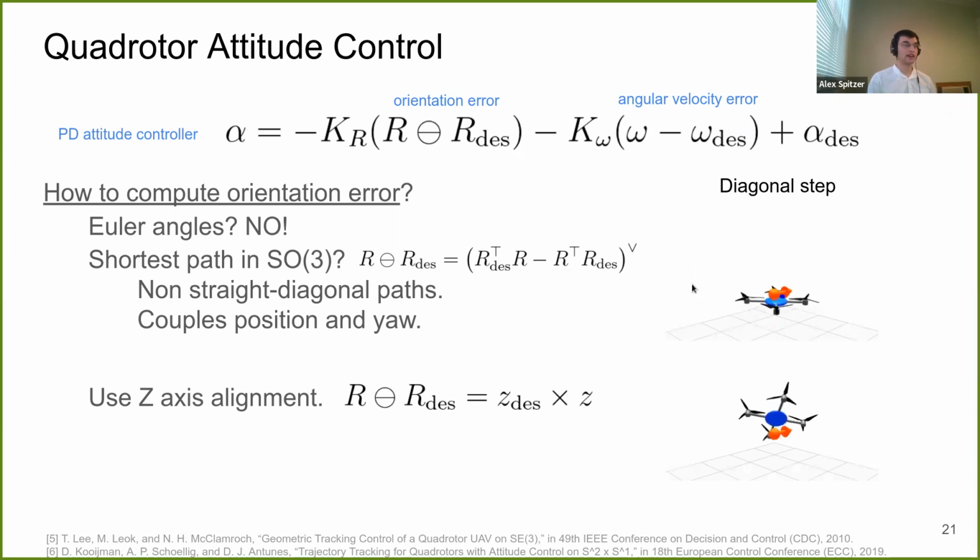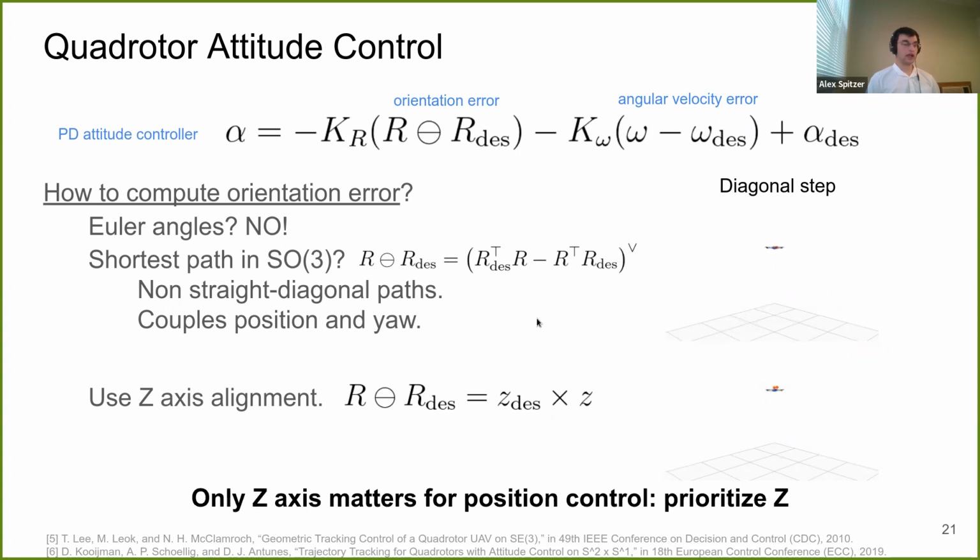And so what this looks like is, on the top here is the SO3 error metric, and you can see the robot here is given a diagonal step. And the issue with the SO3 metric, which is the top one, is that it doesn't really follow a straight line path. If you see it, it's going to deviate off the path. And that's because of this coupling between position and yaw. Whereas the z-axis alignment method follows a much straighter path to the goal. And the reason for this is that the x and y axes don't matter for position. So if you want to focus on the accuracy and the straightness of your position control, you should really prioritize the z-axis.